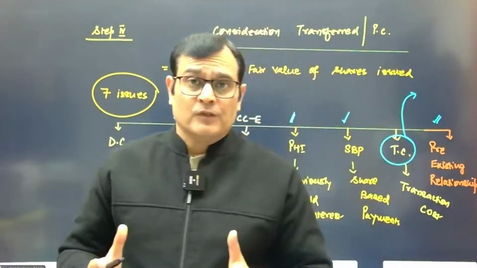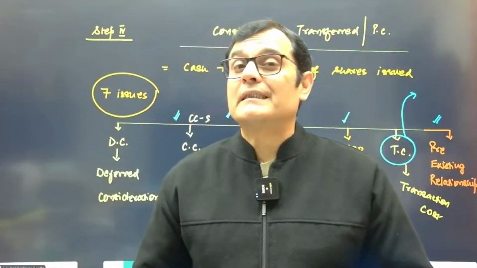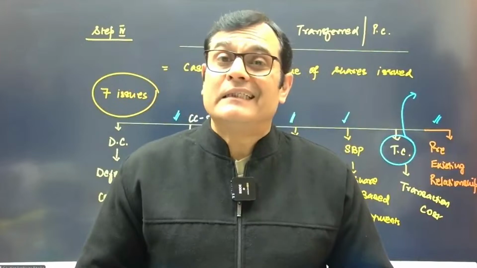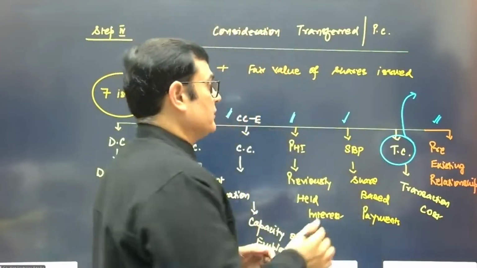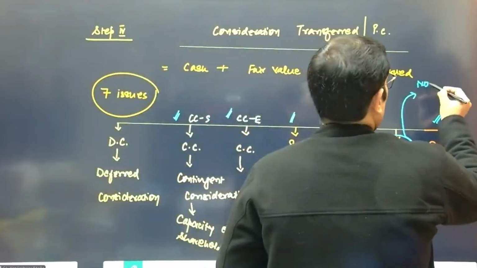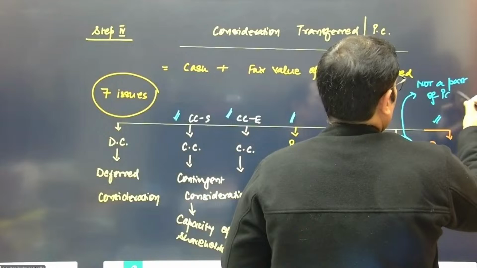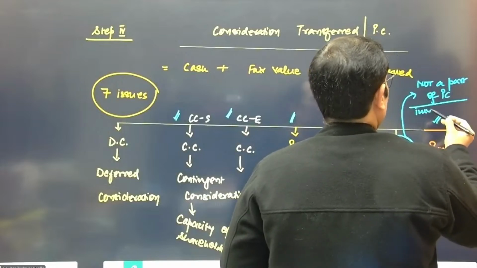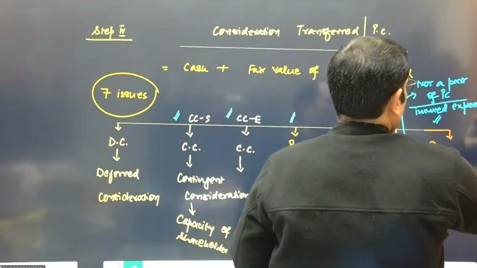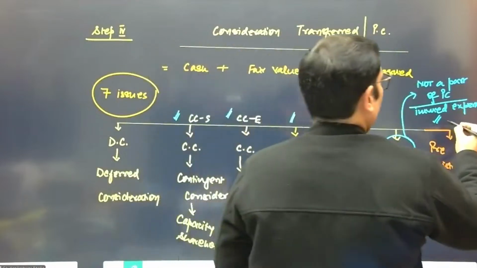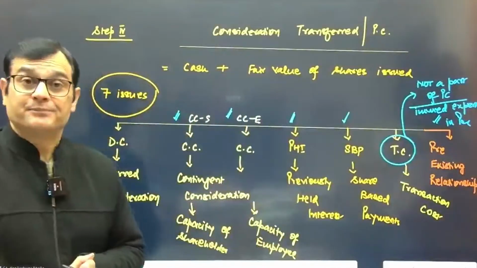A transaction cost would be something like a commission, a brokerage, which is paid to the middle agent to get the deal done. So you engage somebody and you pay a brokerage. So all that transaction cost is immediately expensed. The TC is never a part of the PC. It is immediately expensed. So this is outrightly not a part of purchase consideration. It is supposed to be immediately expensed in the profit and loss account itself. So TC is pretty simple and straight indeed.